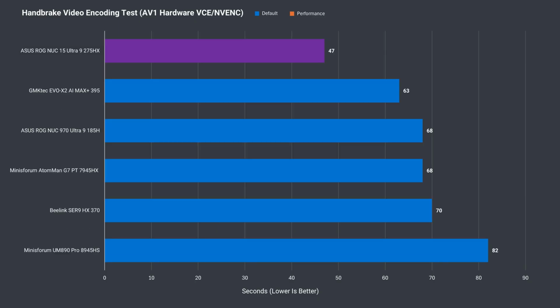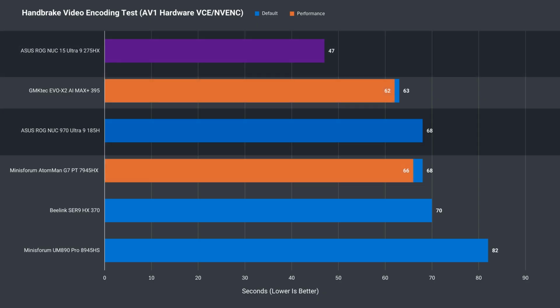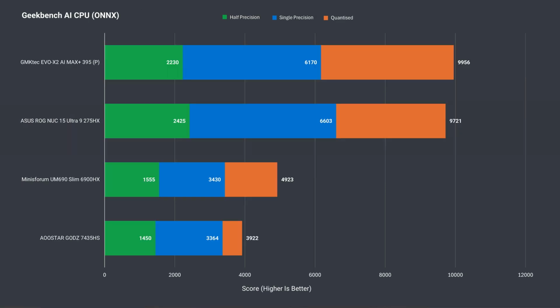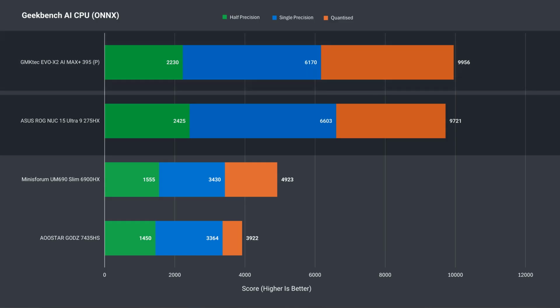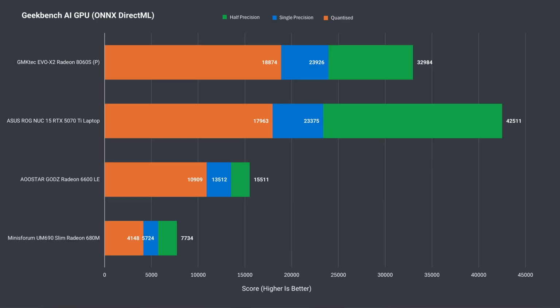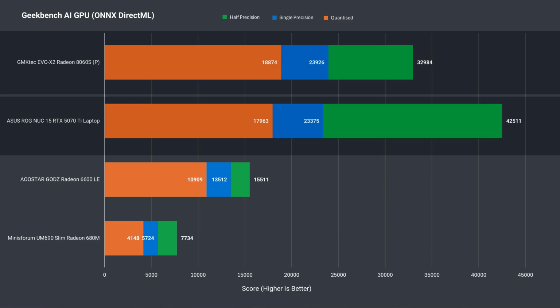For this next benchmark, we take the top hardware encoding option, which in this case is Nvidia's NVENC, and it's another easy win. On to AI CPU tests. Intel's flagship wins in single and half precision, but loses with quantized to the Ryzen AI Max Plus 395. And when it comes to the AI GPU side, the RTX 5070 Ti loses slightly to the Radeon 8060S integrated graphics for single precision and quantized, but has a big win with half precision.